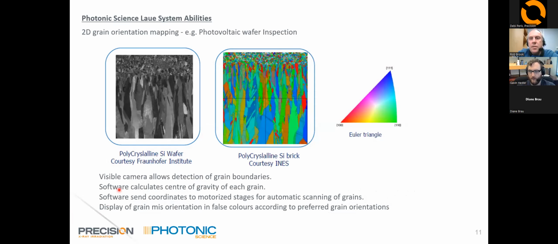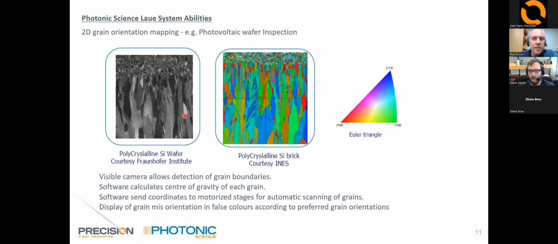We've also made a range of these systems with different features. This is one of the more complicated ones we did. It had a wafer scanning system built into it, so you could place a large polycrystalline wafer on the surface, and you could map it with a visible camera with off-axis light illumination, and that reveals the grains in the material.